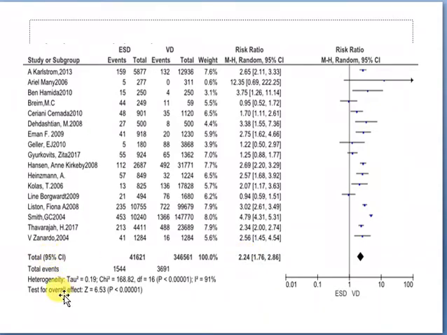Here, heterogeneity is 0.19. By using chi-square it is 168, degrees of freedom 60, and P is less than or equal to 0.001. And by using the percentage, it is around 91%. So it is heterogeneous. Overall, the effect is 6.53, and it is heterogeneous.